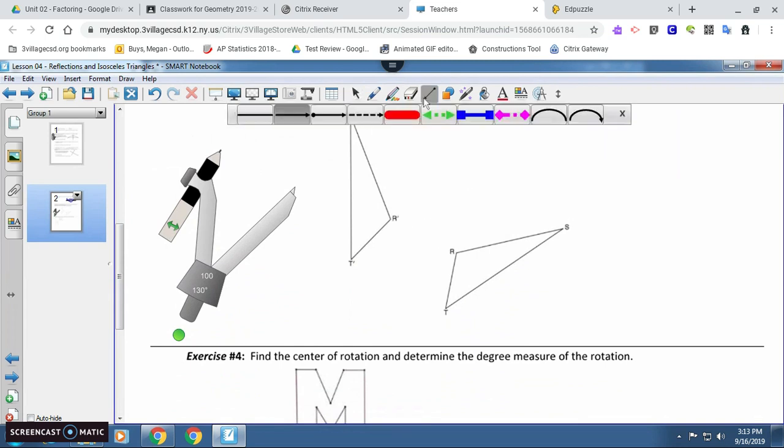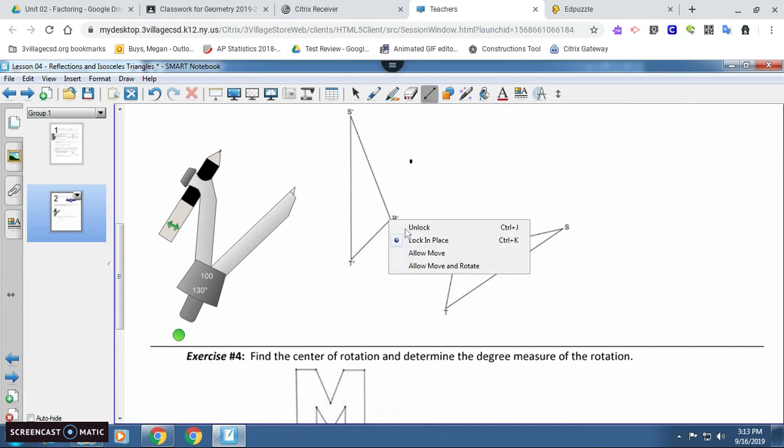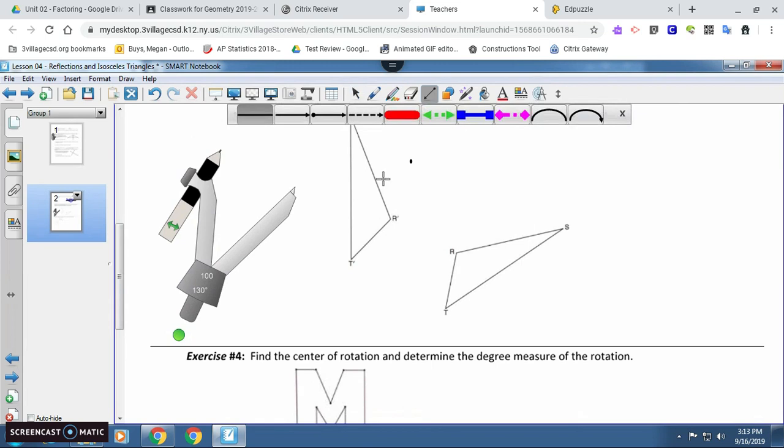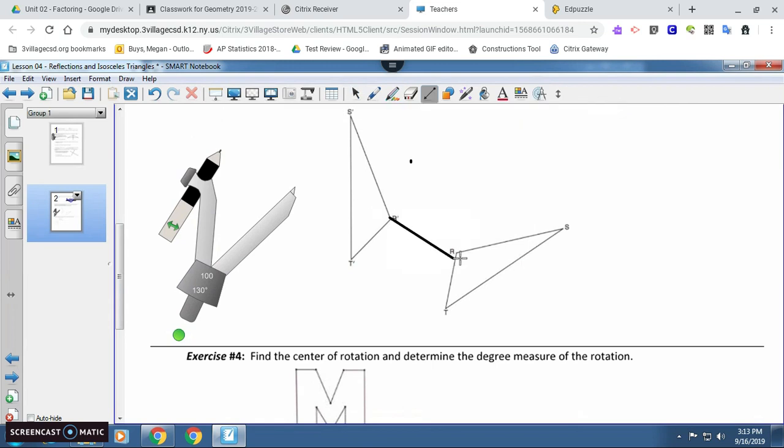So the first step we have is just to draw in a line connecting one of our points. So I'm going to connect R prime. And we could have connected S prime and S, T prime and T. Either one of them will work. I'm just going to get my line back here. So I just want a straight line connecting these two.